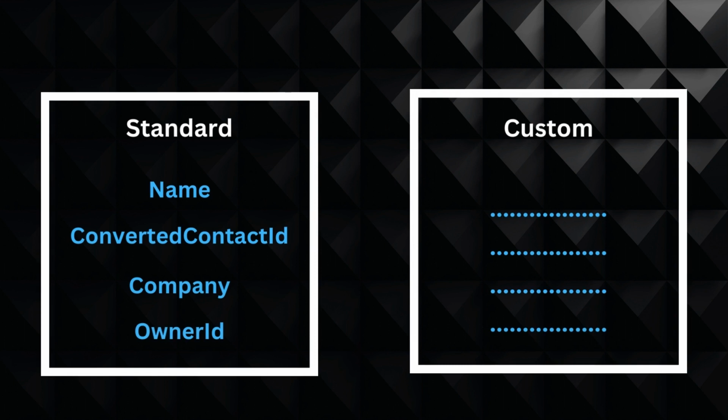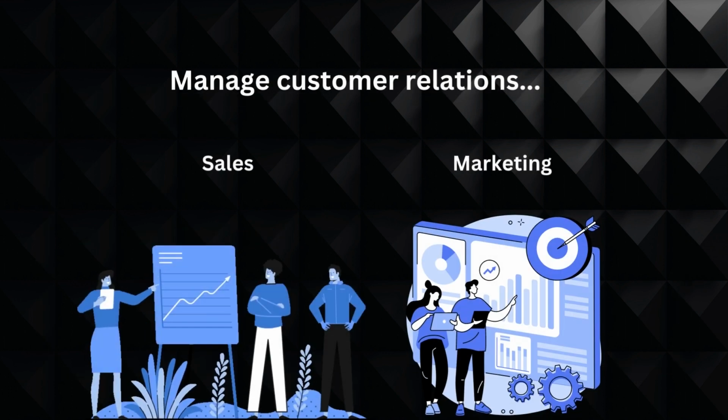Some common data points that are tracked include the lead's name, contact information, company, and the product or service that the lead is interested in. Additional fields can be added and customized to meet the specific needs of a business. The lead object is a key part of the Salesforce platform and is used by sales and marketing teams to track and manage potential customer relationships.